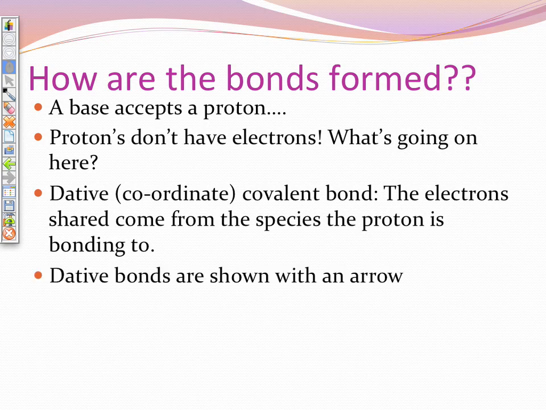A dative bond, if you remember, is shown not with a single line like a single bond, or a double line for a double bond, or 3 lines for a triple bond, showing that 2, 4, and 6 electrons respectively are being shared. But we show it with a line and an arrow. The arrow goes to the species that is getting the electrons, the one that comes to the party with nothing. The arrow points at that one.